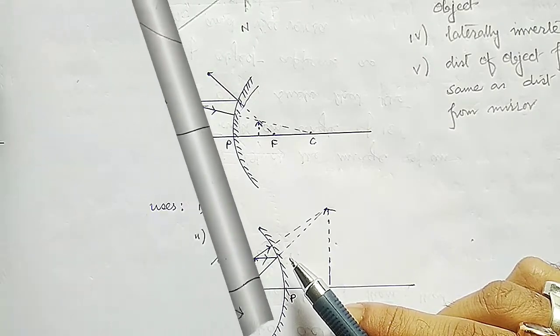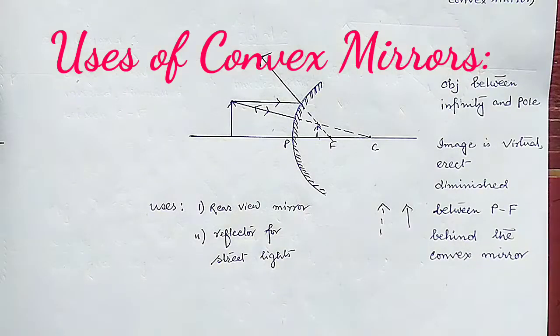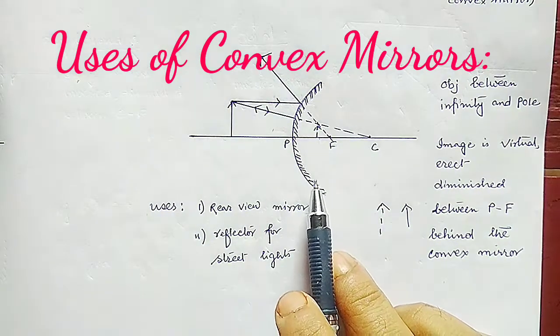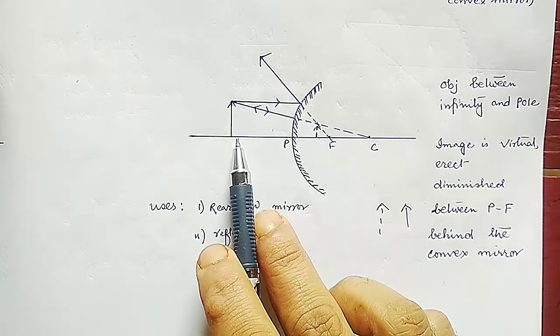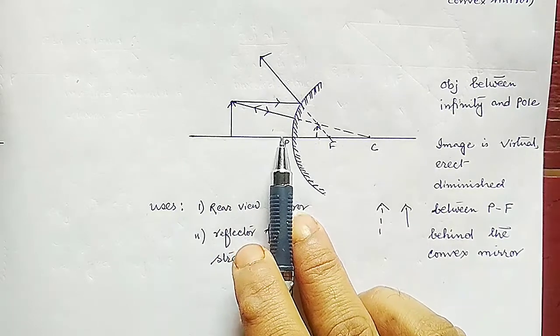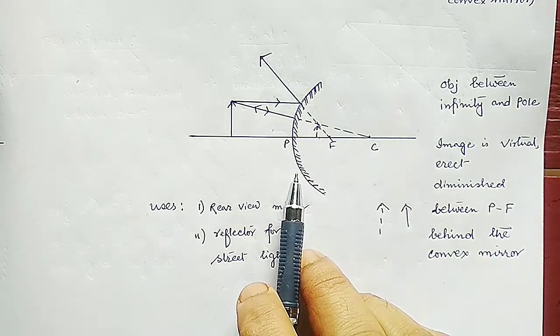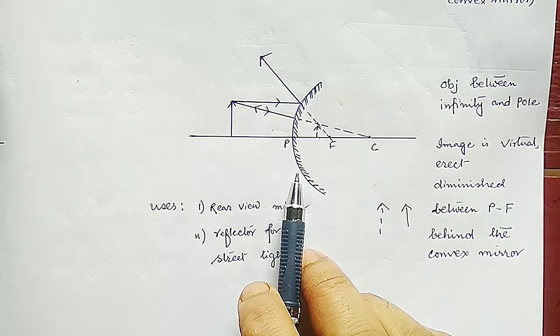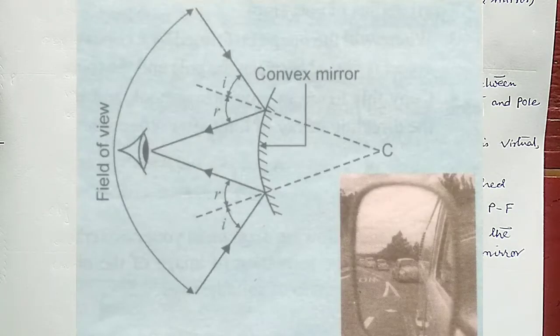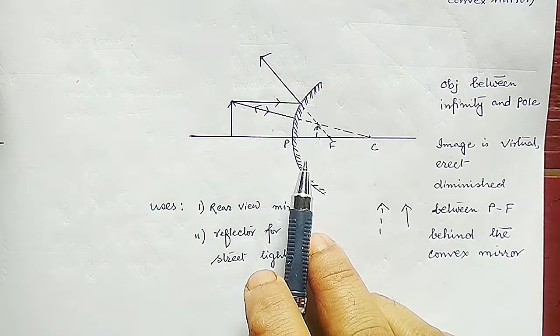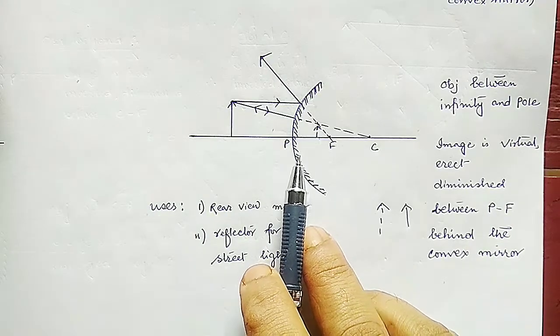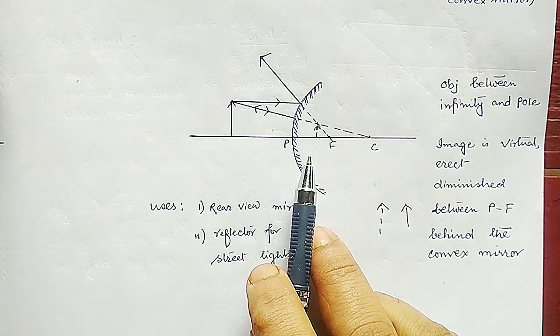Now let me discuss the uses of convex mirrors. We know in case of a convex mirror, when the object is between infinity and pole, the image is erect and diminished. So it is used as a rear view mirror in automobiles because it can cover a very wide field behind the driver and hence enables him to see the traffic behind him without turning his head. A plane mirror is not useful as a rear view mirror because its field of view is small.